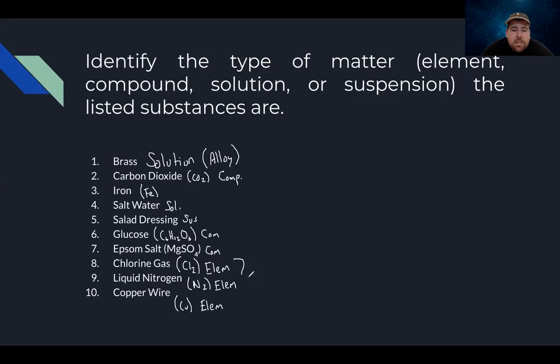I like these last three here. The last three have really good adjectives to try and throw you off, but notice that chlorine, nitrogen, and copper are all three elements on the periodic table.